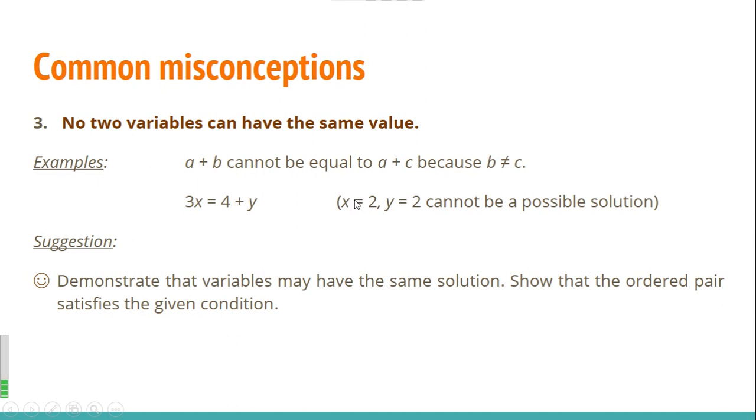The third common misconception is thinking that two variables cannot have the same value. In the equation 3x equals 4 plus y, both x equals 2 and y equals 2 is indeed a possible solution. In order to show this, you can demonstrate that variables may have the same solution and show that the ordered pairs satisfy the given condition. Similarly, if we have x plus y equals 10, both x equals 5 and y equals 5 could be a possible combination of solutions.